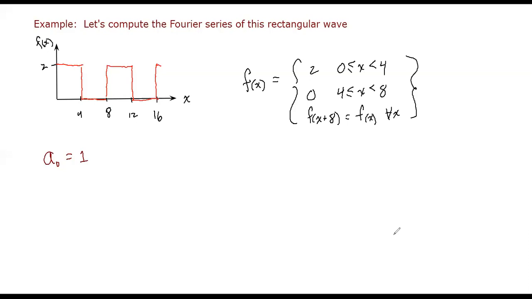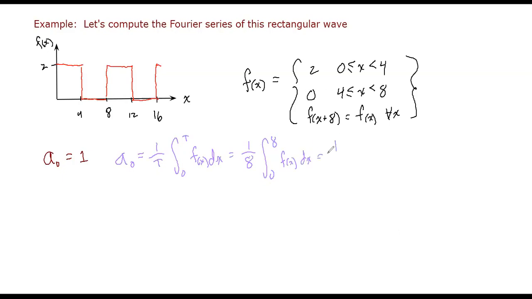Okay, but I don't believe me, so I'm going to compute this anyway. So the formula itself would say this is what I have to do. 1 over period, integral 0 to period. I can shift this if I want, but I don't really see any reason to. In this case, f of x dx. So period is 8. Integral from 0 to 8, f of x dx.